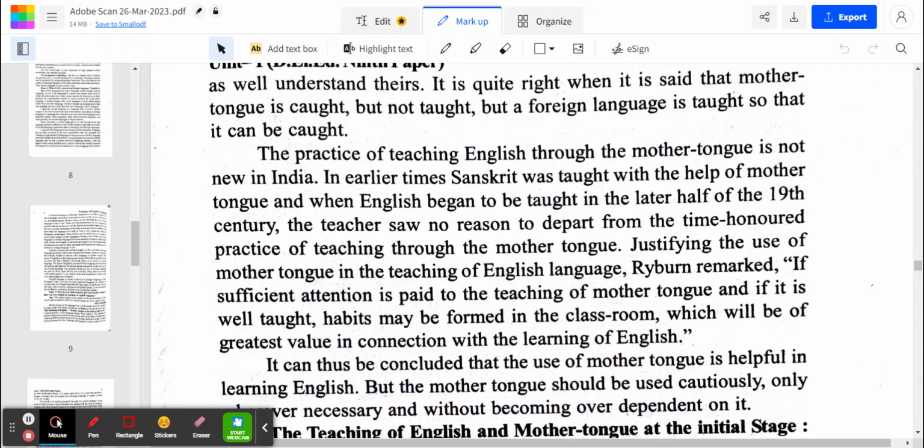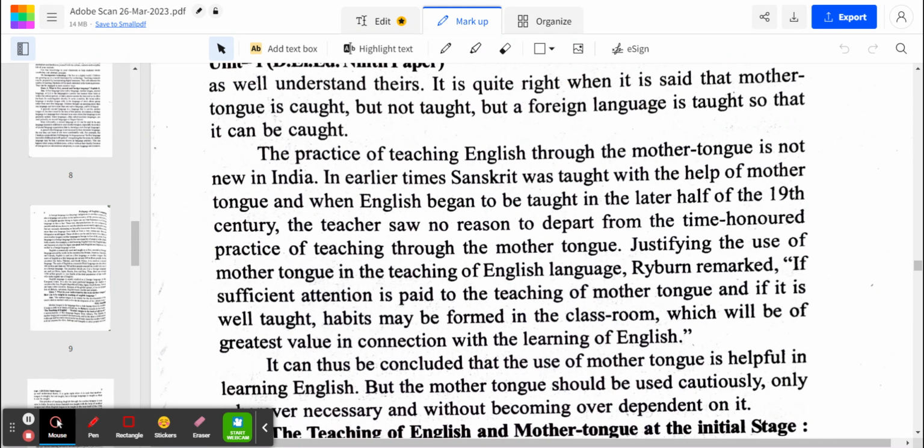It is quite right when it is said that mother tongue is caught but not taught. The practice of teaching English through the mother tongue is not new in India. In earlier times, Sanskrit was taught with the help of the mother tongue, and when English began to be taught in the later half of the 19th century, the English saw no reason to depart from the time-honored practice of teaching through the mother tongue.